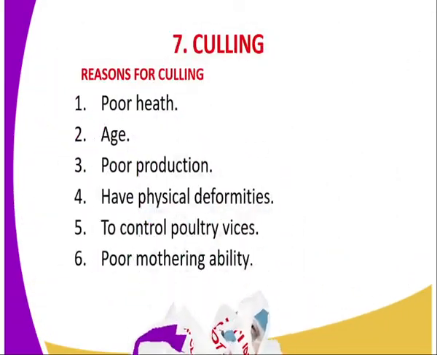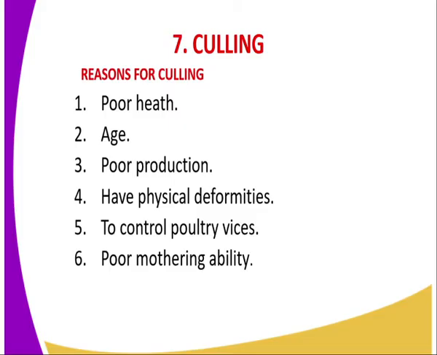Then the other routine management or rearing practice is culling. Culling is the process whereby those animals which are unproductive are removed, separated from the productive animals. What are the characteristics, or what are we supposed to look for so that we can carry out a culling program?